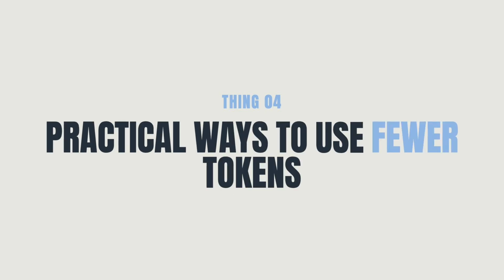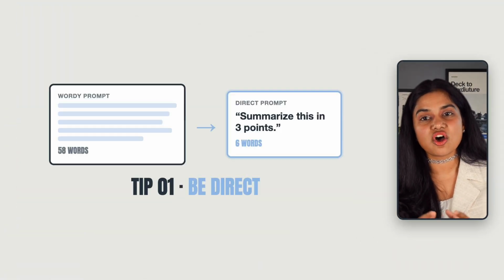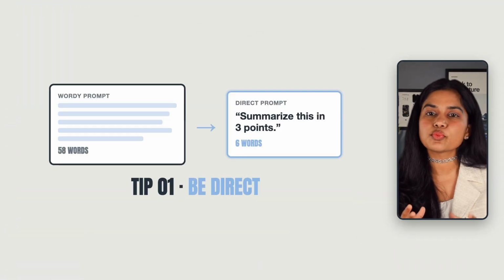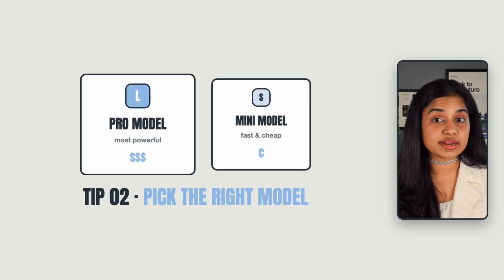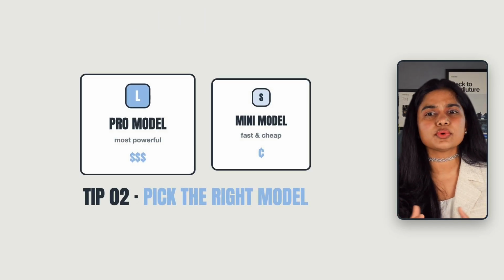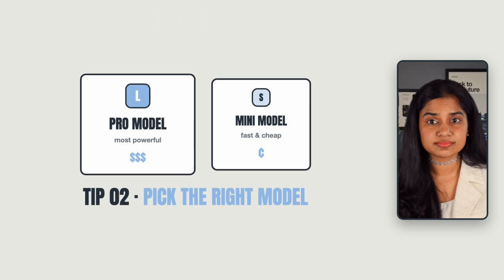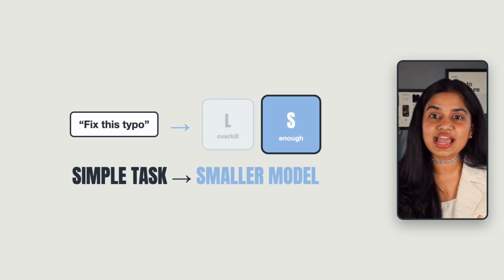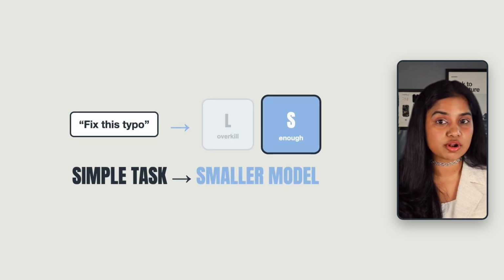So, how do you actually reduce token usage without sacrificing quality? Number four, practical ways to use fewer tokens. There are a few habits that make a surprisingly big difference. First, be direct. Instead of writing a long formal request, just ask for what you need. Second, choose the right model. Not every task requires the most powerful model available. Simple tasks can often be handled perfectly well by smaller models.